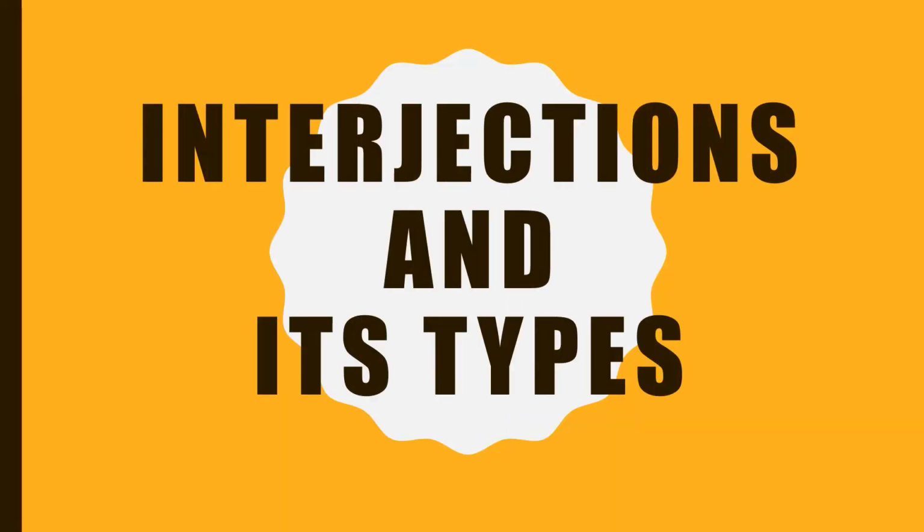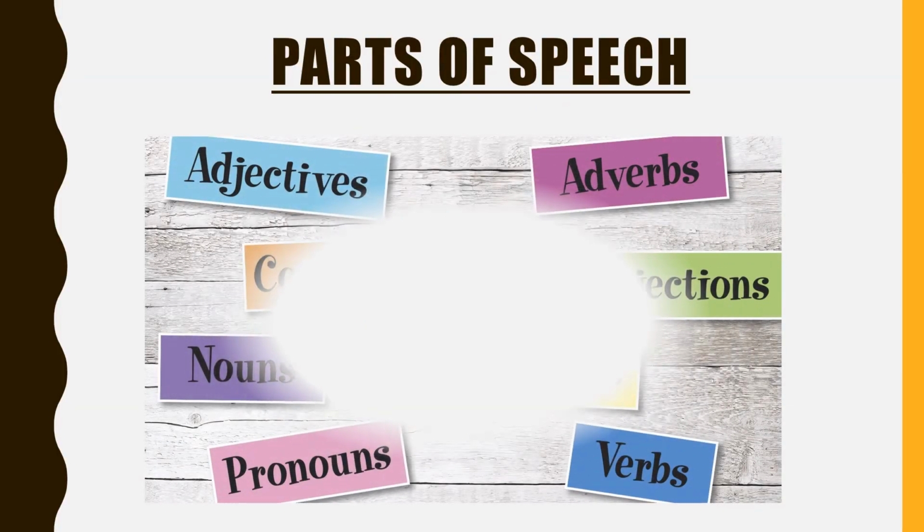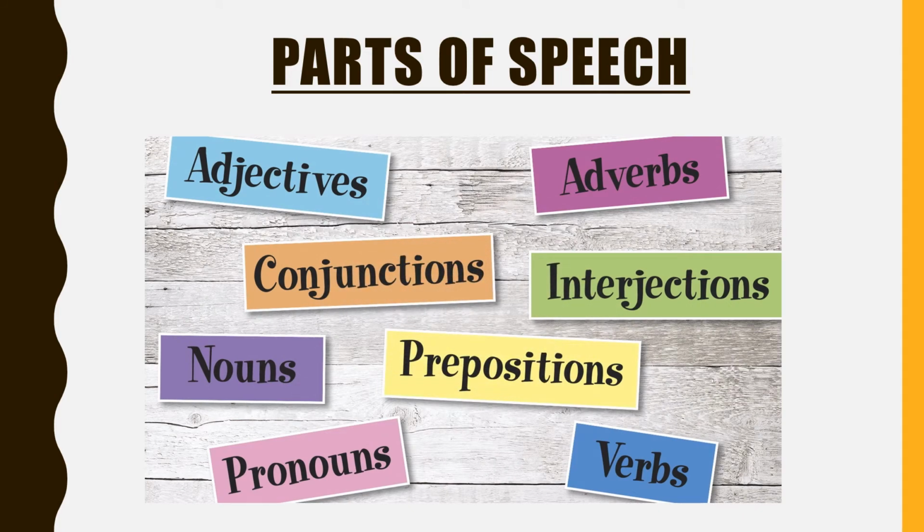Today's topic is interjections and its types. We will discuss all about the interjections and all its types in detail in this video. As we have learned that there are 8 parts of speech, and interjection is the 8th and last part of speech we are going to learn about today. We have already learnt about nouns, pronouns, verbs, prepositions, conjunctions, adjectives, and adverbs. And today we will learn in detail with the help of examples what interjections are. So let's start now.